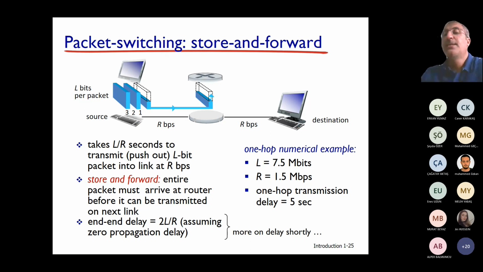So that means in order to transmit this packet, which is 7.5 megabits, through this link, which has a capacity of 1.5 megabits per second, it will take 5 seconds to transmit all of this packet over this link. So that's why the delay is an important performance metric in the network.